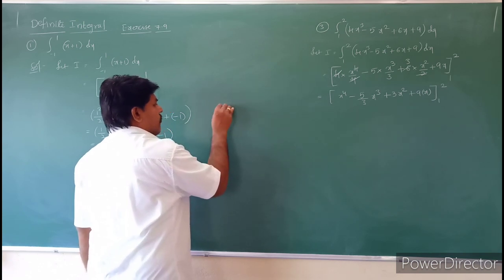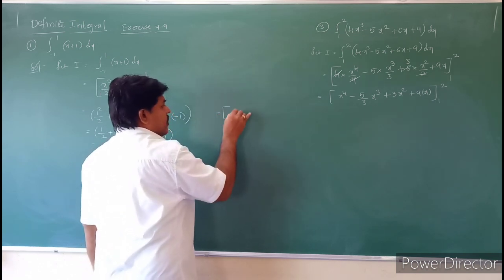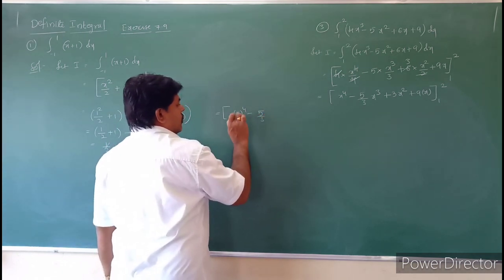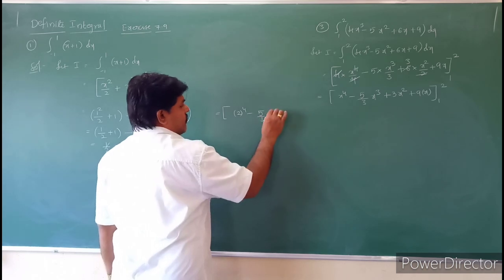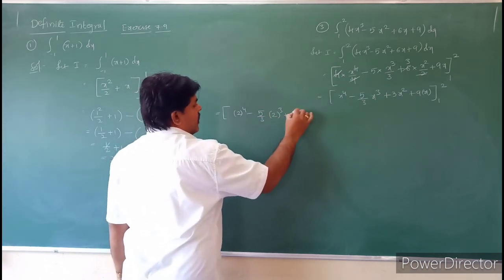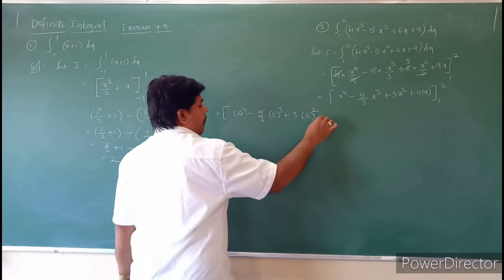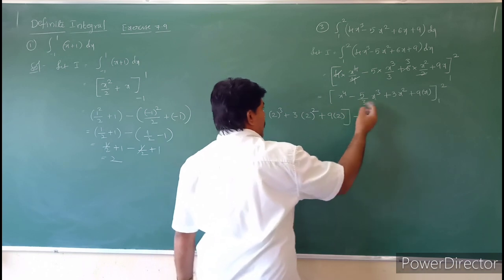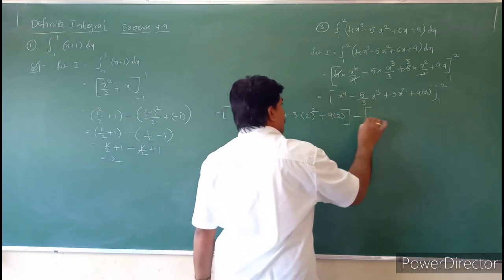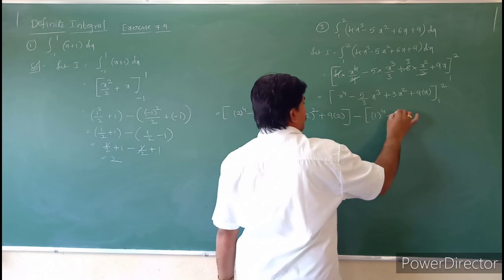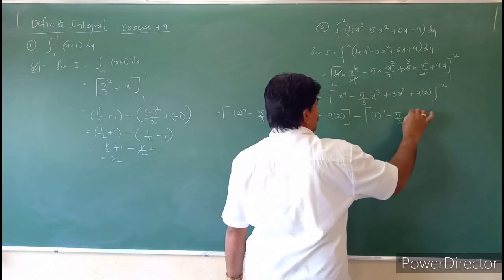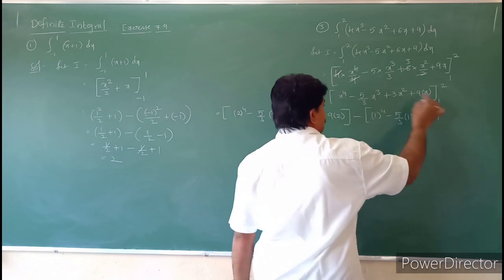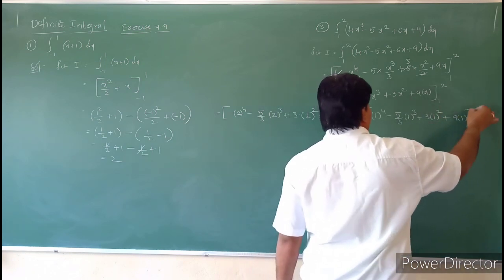First apply the upper limit, what happens? That is 2 power 4 minus 5 by 3 into 2 cube plus 3 into 2 square plus 9 into 2, minus, apply the lower limit, 1 power 4 minus 5 by 3 into 1 cube plus 3 into 1 square plus 9 into 1.